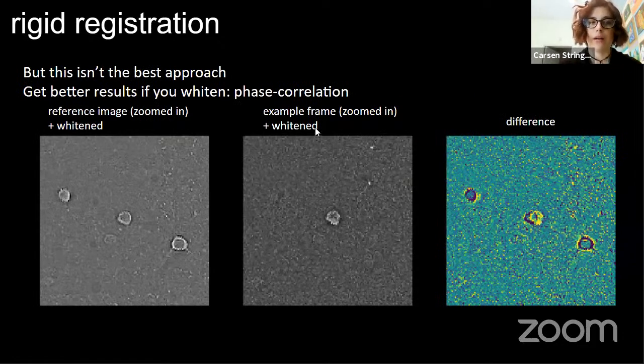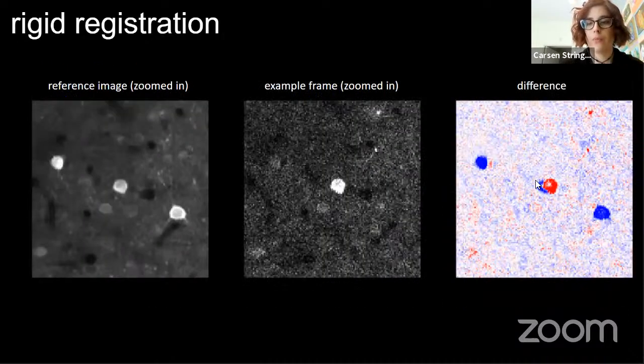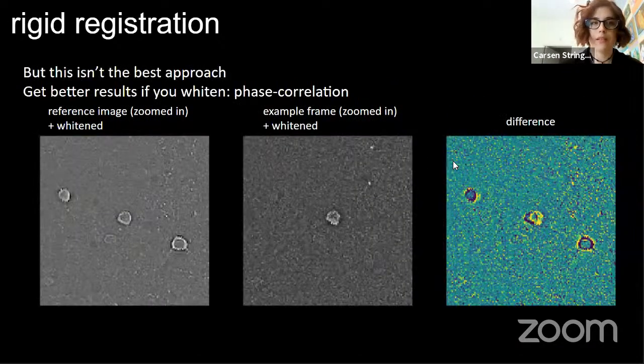And in order to figure out this alignment, we actually whiten the images first rather than just using the raw images. And so you can see here the edges of the cells now that we've whitened this reference image and also this example frame. And now you can see with the difference, you can see these really sharp edges that we need to align compared to before when we don't whiten the image. It can be a little bit harder to figure out how far you should move things.